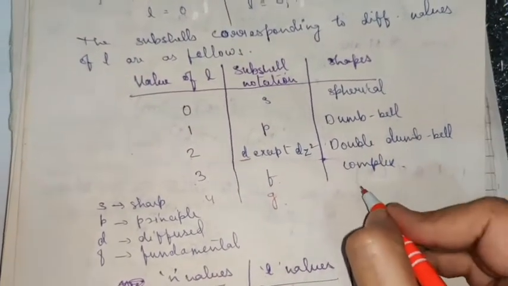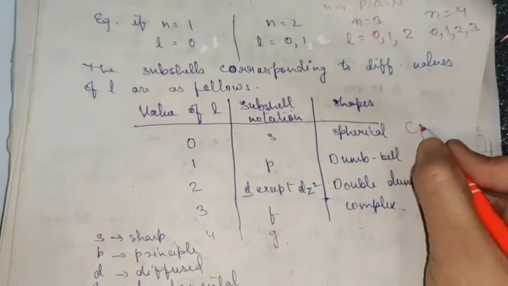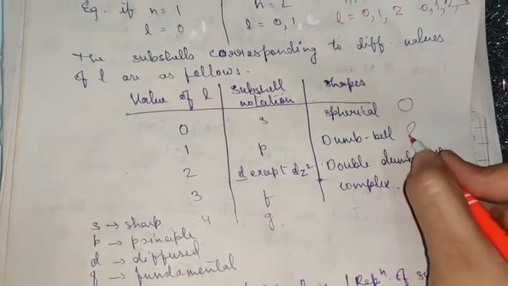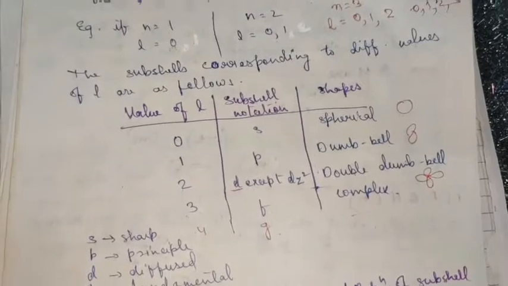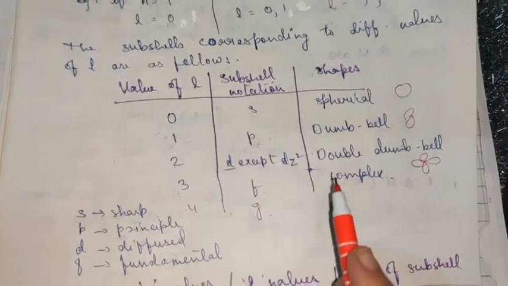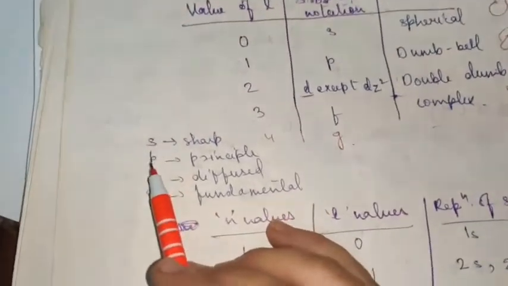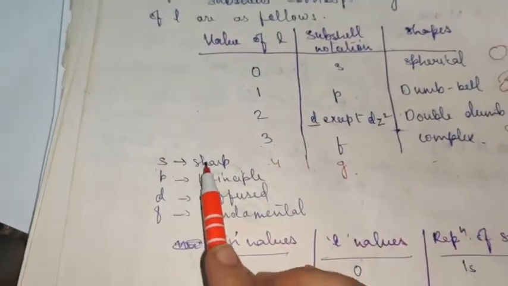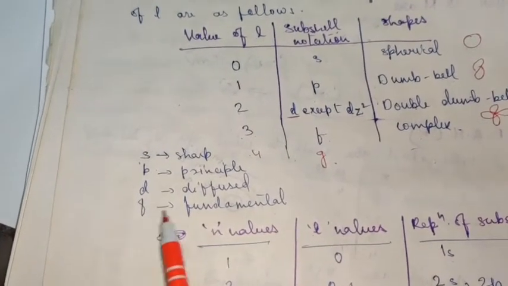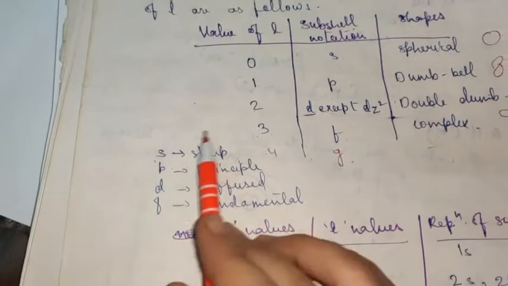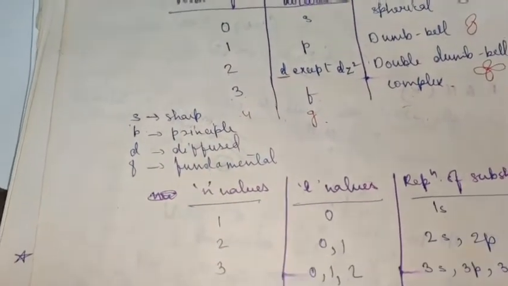You don't have to do the shape of it. S subshell is spherical, and P is dumbbell like this. D is double dumbbell like this. I'll discuss the shape in detail later on. F is complex, so the shape is not mentioned in your books. Now what is the meaning of these terms? S means sharp, P means principal, D means diffused, and F means fundamental. These are the full forms of these abbreviations.